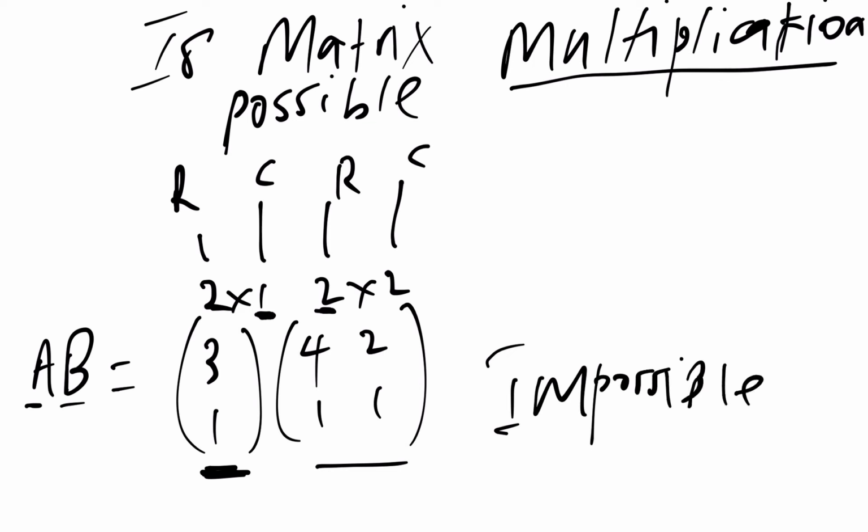It's impossible. So in other words, we are saying these two numbers should be equal. These two numbers represent the number of columns in the first matrix, and the number of rows in the second matrix. So that's the rule. For matrix multiplication to be possible, the number of columns in the first matrix should be equal to the number of rows in the second matrix.